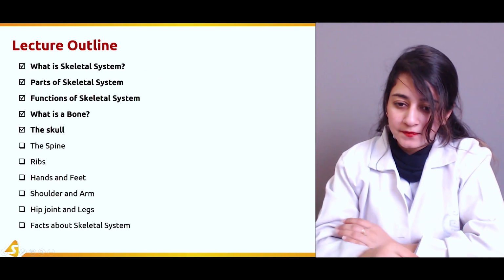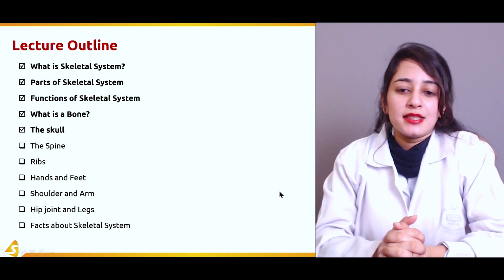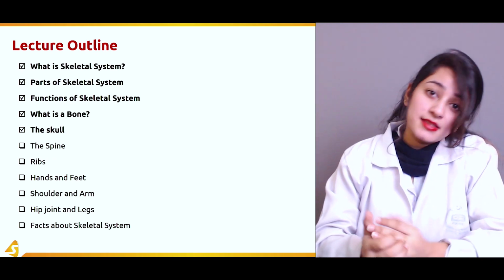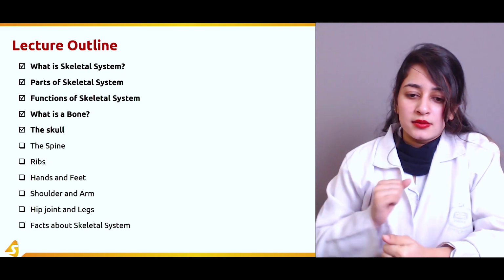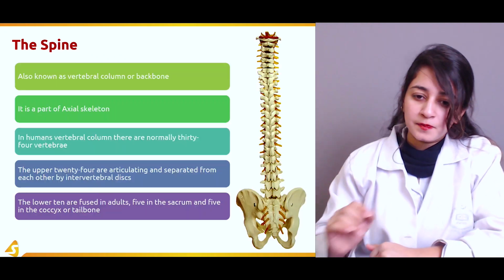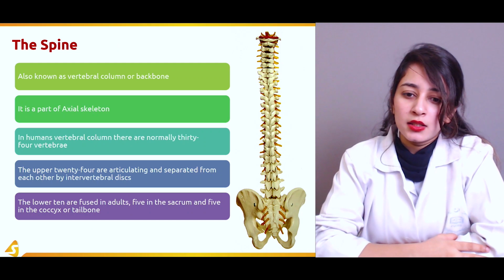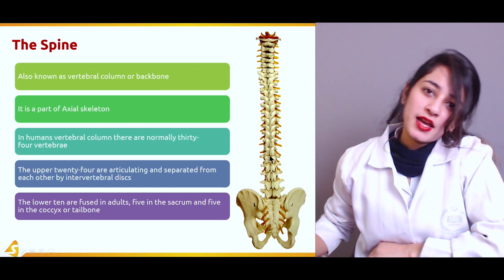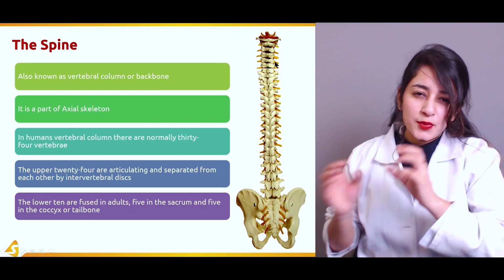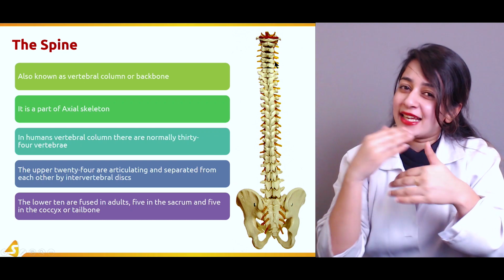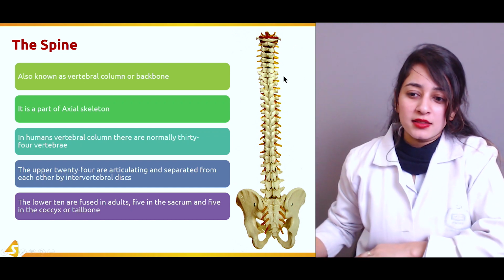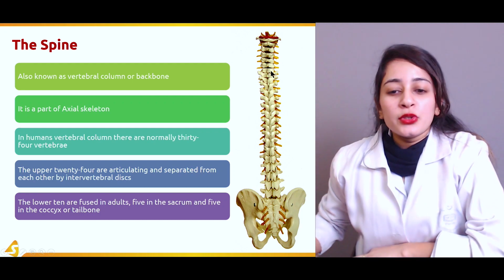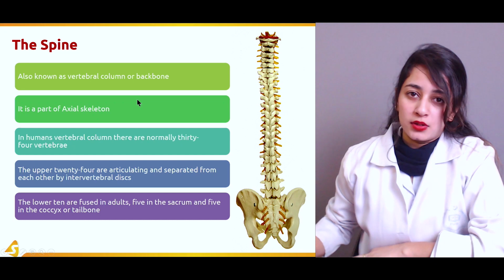Facial bones are done. Up till now, we have discussed what the skeletal system is, the parts of the skeletal system, functions of the skeletal system, what a bone is, and the skull. The remaining thing is the spine. Here is the vertebral column. Inside it we have the spinal cord. The spinal cord is a very delicate structure, so it's protected by the bones. These vertebrae are going to protect your spinal cord. It's also known as the vertebral column or backbone.